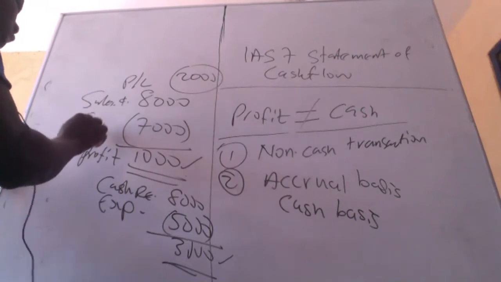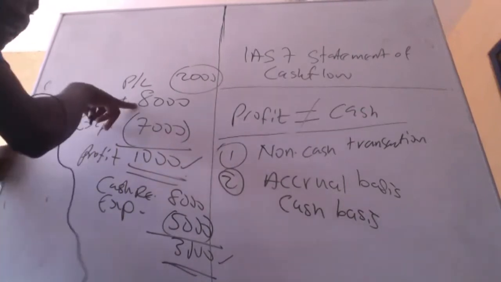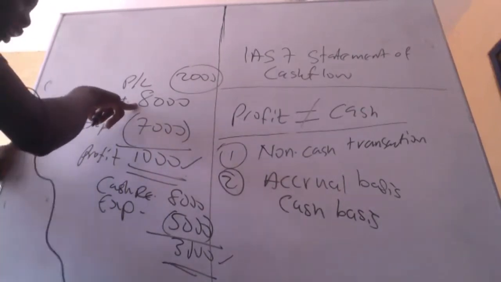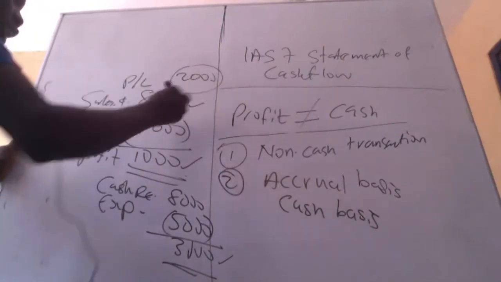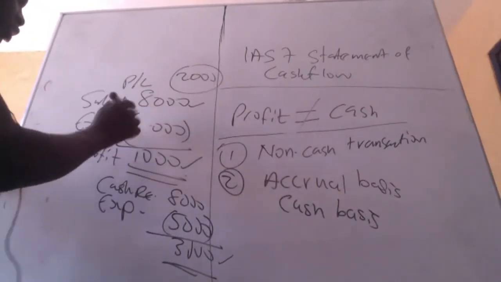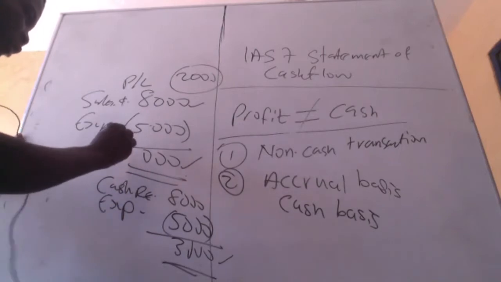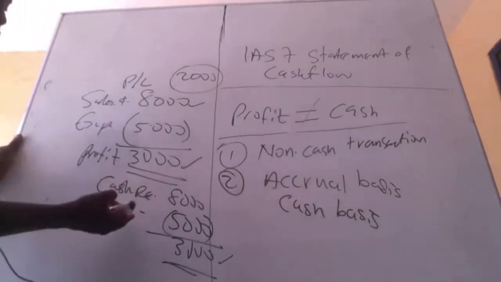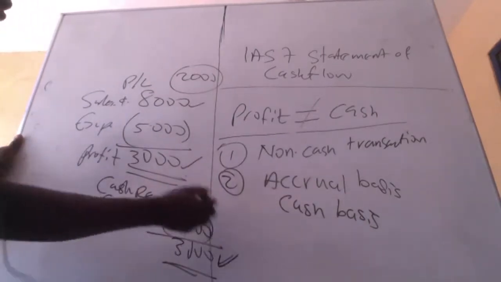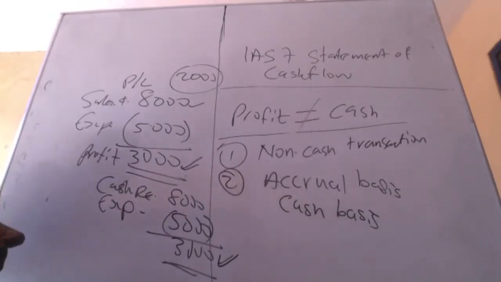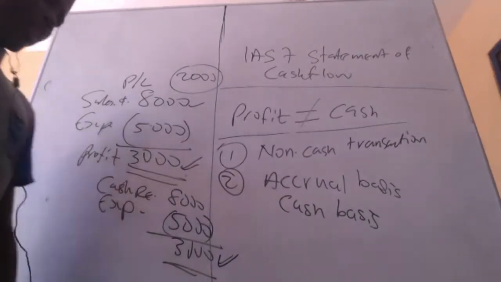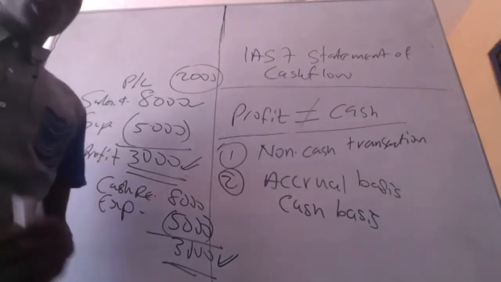Now the expenses, you have to bring the expenses paid. Sales, they've received it, so I'll bring the full amount. But here, they've paid only 5,000, so I have to show the 5,000. So finally, their profit will be what? 3,000. Which is the same as what? The cash balance. So if you are using cash basis accounting, the profit will always be equal to cash.